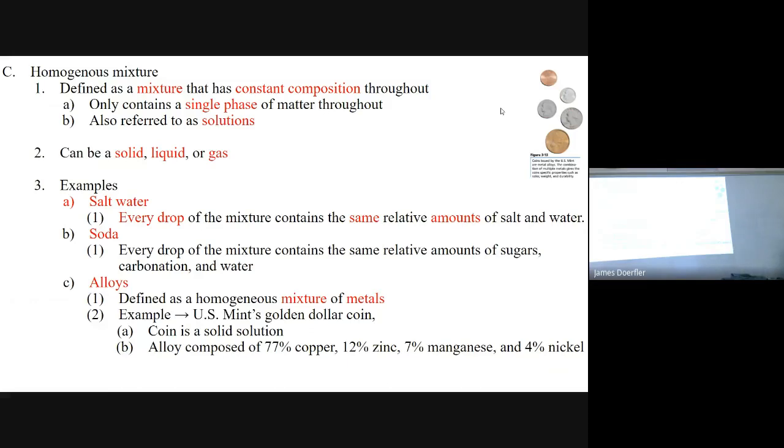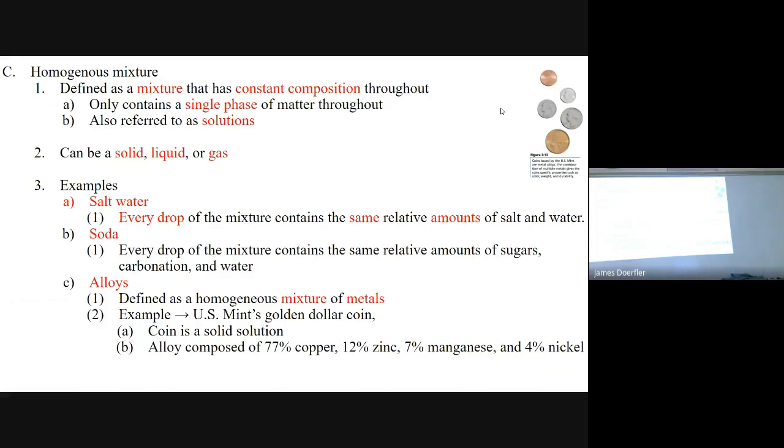Going back to that salt water example, we dissolve salt into a cup of water. Every drop, no matter where we take it from, it could be from the very top of that water, it could be from the very bottom of that cup, it could be in the middle, or anywhere in between those locations. It will always contain the same relative amount of salt in water. Same with soda. You could take a sample or a sip from any part of that mixture, and it should have the same relative amounts of sugar, unless it's sugar-free, carbonation, water. These types of mixtures are what we refer to as solutions. We deal with a lot of solutions in chemistry.